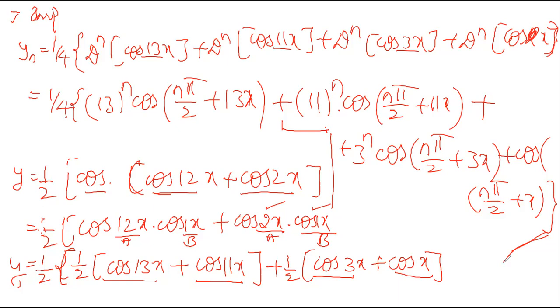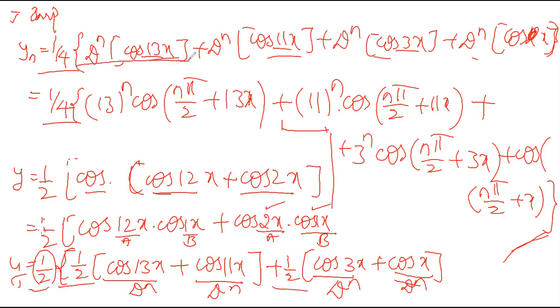Then the simplification: 1 by 2, 1 by 2 is there. You take 1 by 2 outside, and after that, taking the common factor outside, it is 1 by 2 into 1 by 2. That is 1 by 4. Then write separately the n term of this one and the n term of this one. Okay, I write here separately. After that, you take 1 by 4 as it is.